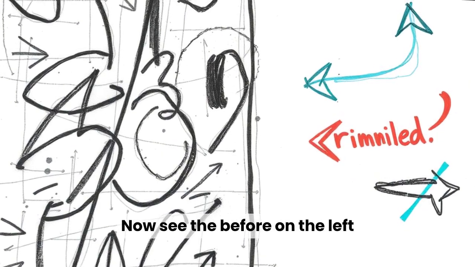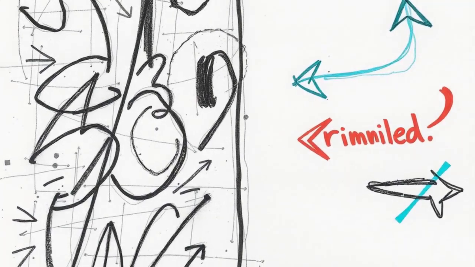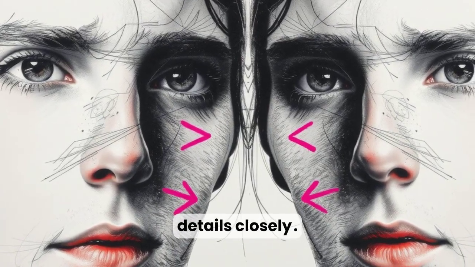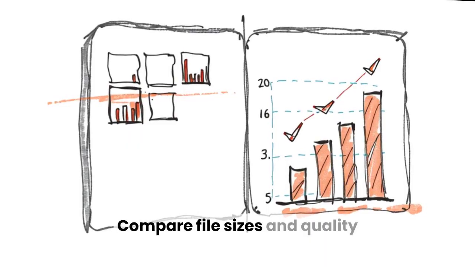Now see the before on the left and after on the right, crisp and clear. Zoom to 100% to inspect edges, texture and facial details closely. Compare file sizes and quality.